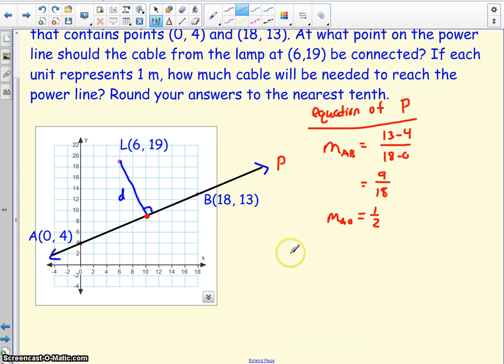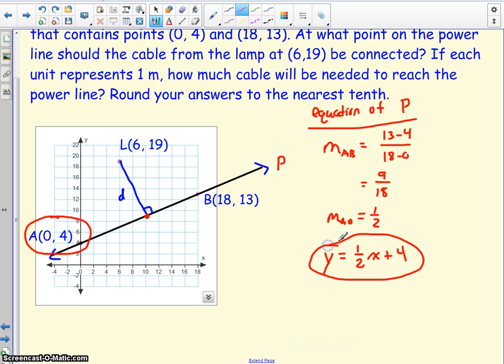Okay, now I have 2 points to choose from here. I'm going to choose to use this point A because it's very nice. It happens to be the y-intercept. So I can jump straight into slope-intercept form and say the equation of that power line is 1 over 2x plus 4. Okay, now that's the equation of my power line.